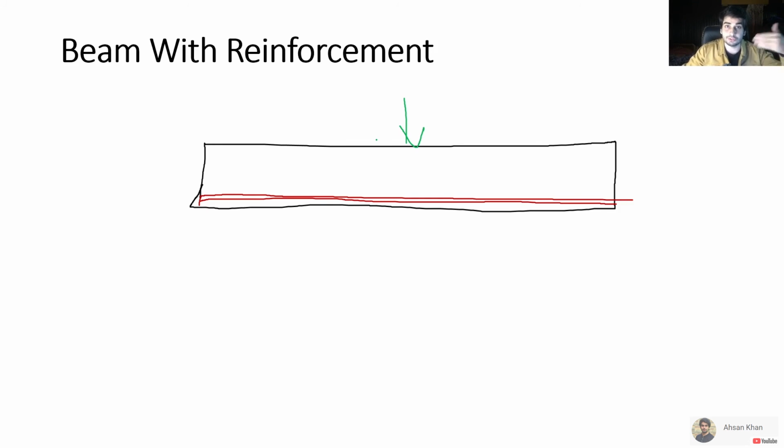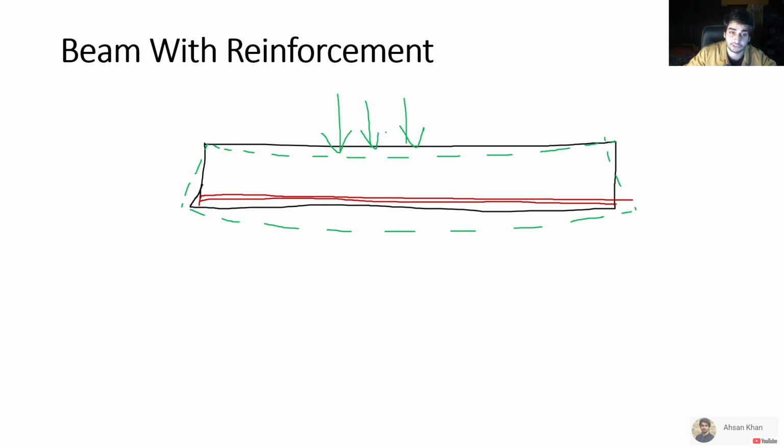But let's say you try to increase the load beyond its limits. Again, there will be a sort of compression at the top and tension at the bottom. So now what's going to happen if you keep on increasing the load more and more, and it exceeds its limits as well? In the worst case scenario, at the bottom you'll be having tension, at the top you'll be having compression.